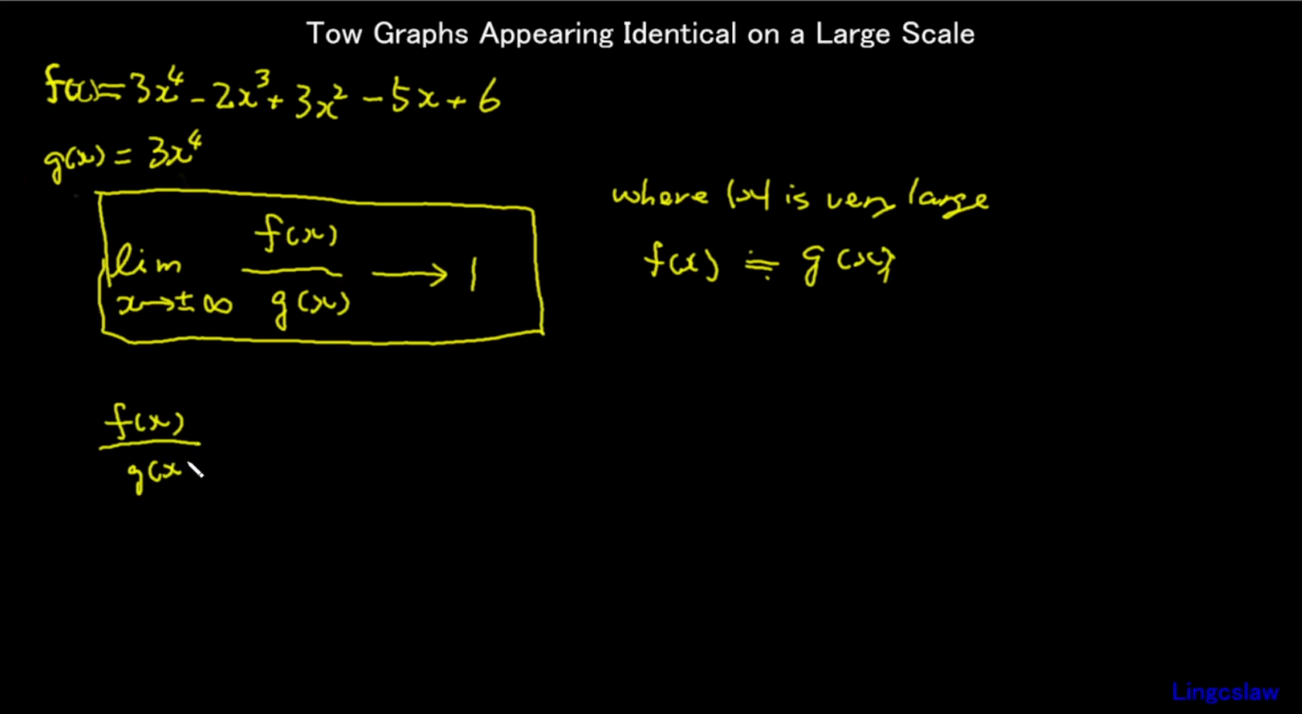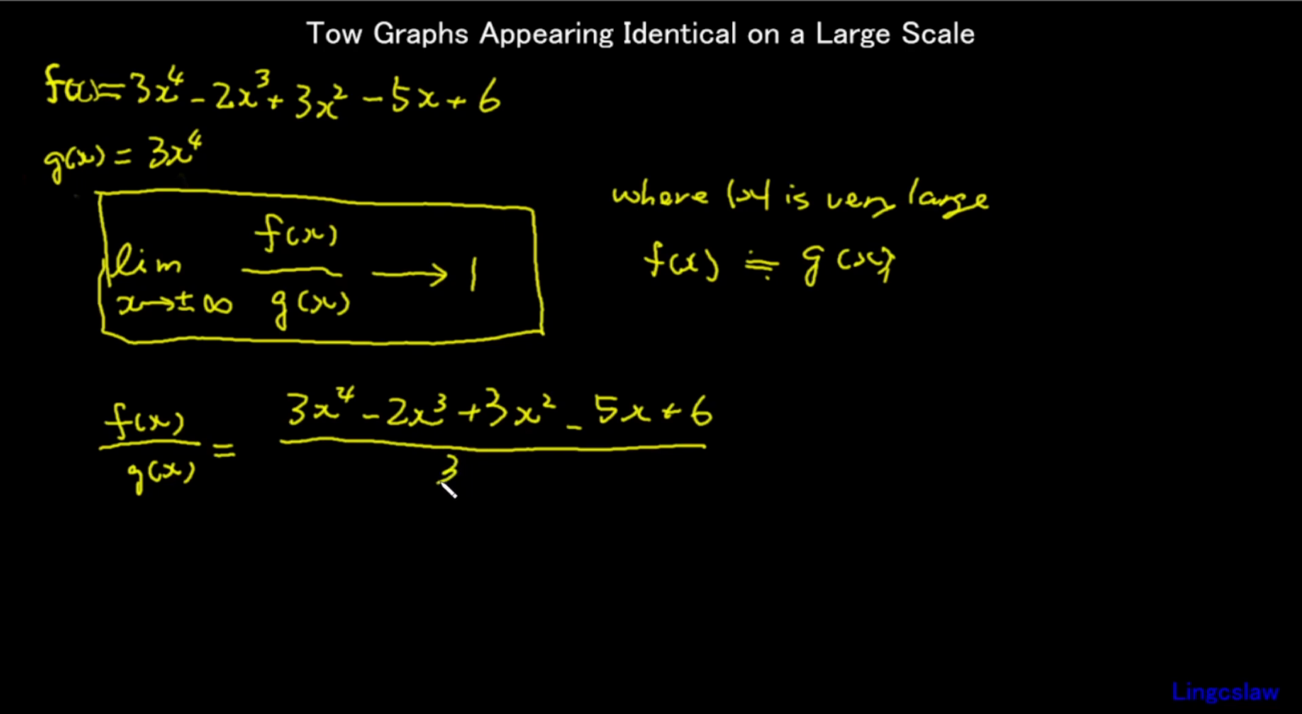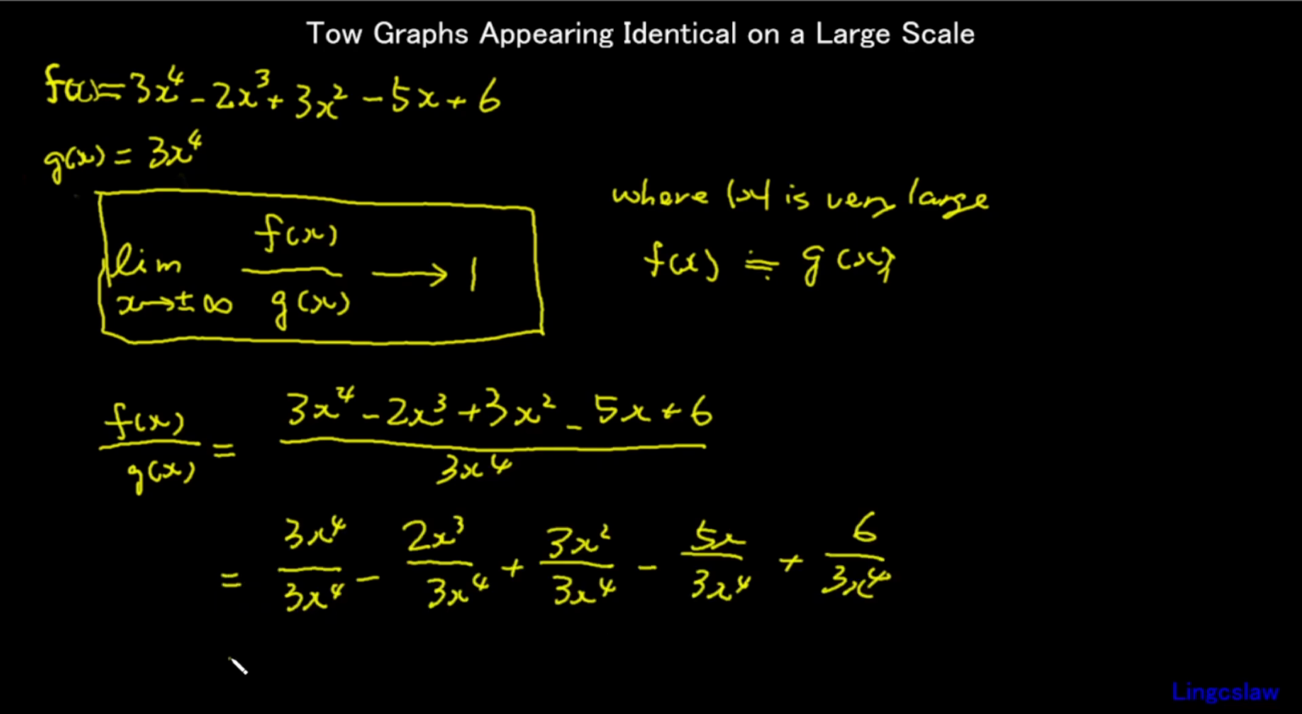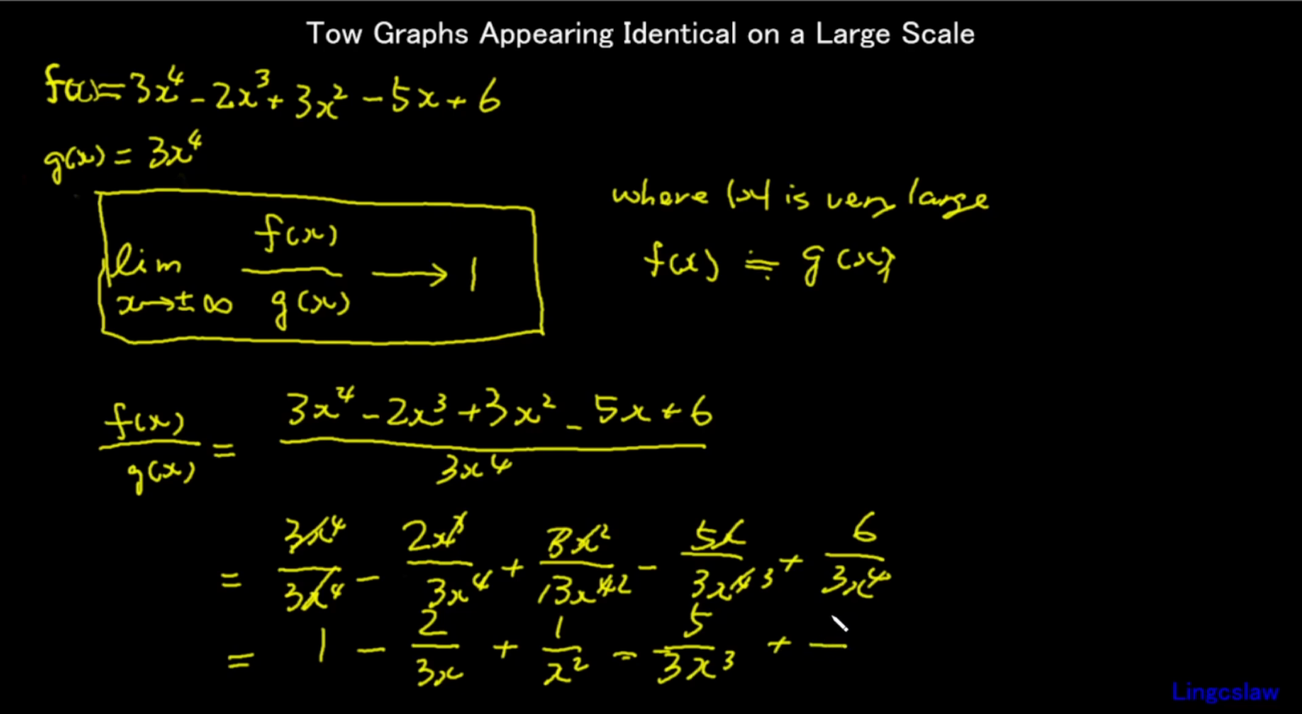f of x over g of x equals 3x to the power of 4 minus 2x cubed plus 3x squared minus 5x plus 6, over 3x to the power of 4, which equals 1 minus 2 over 3x, plus 1 over x squared, minus 5 over 3x cubed, plus 2 over x to the power of 4.